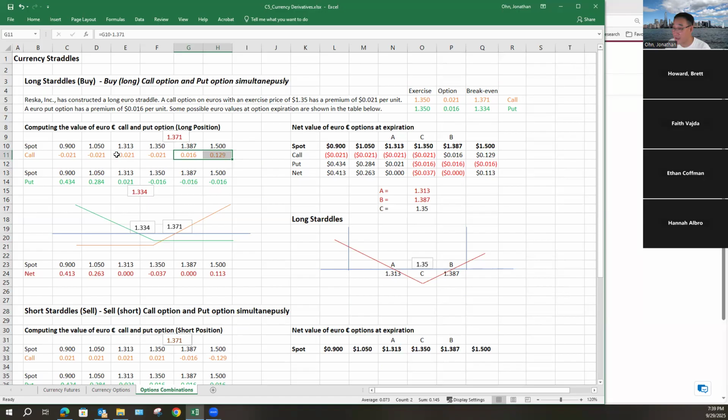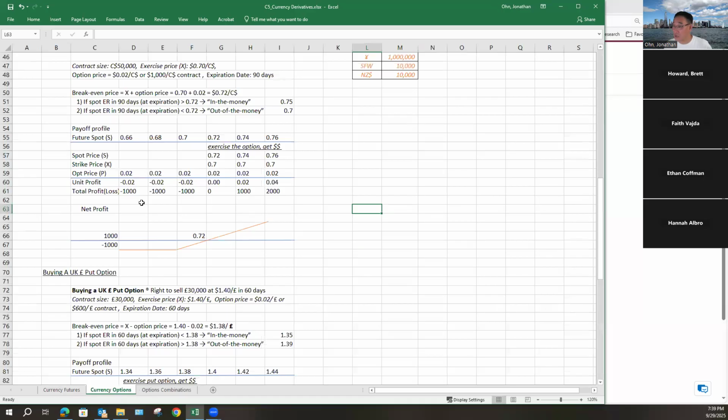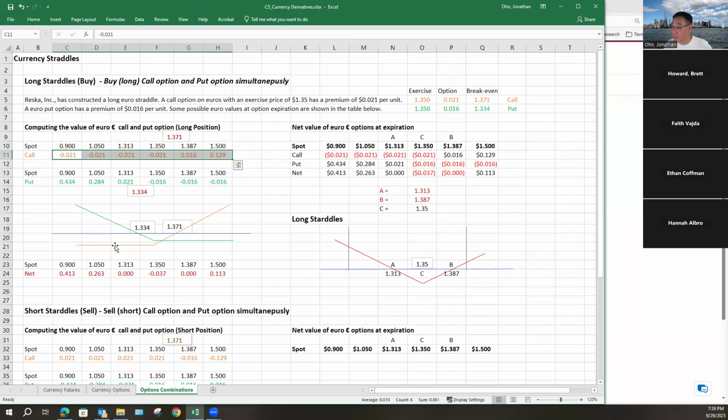Okay? So if you show the call option payoff schedule, it should look this way. You see that? We did that, right? So 1.371 is the break-even point, zero profit. Zero profit, so that happens this way. As you saw in here, we saw exactly this for the call option.